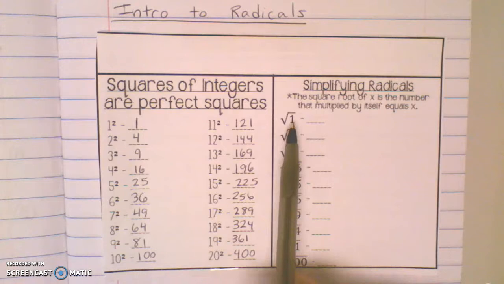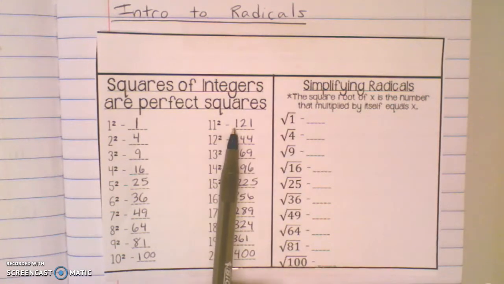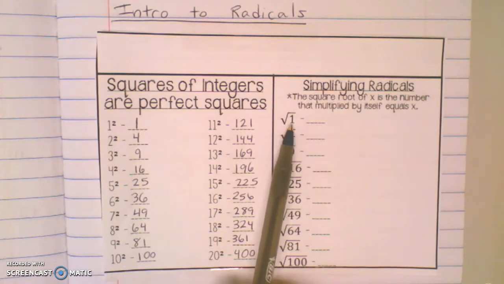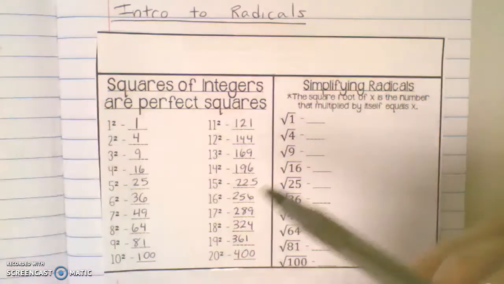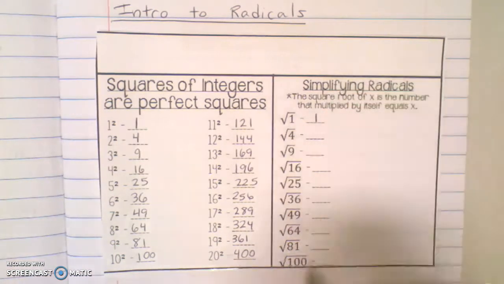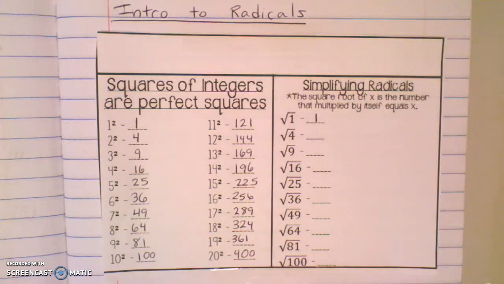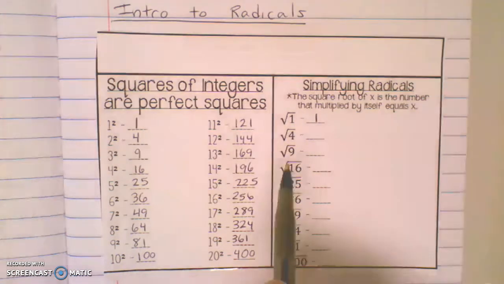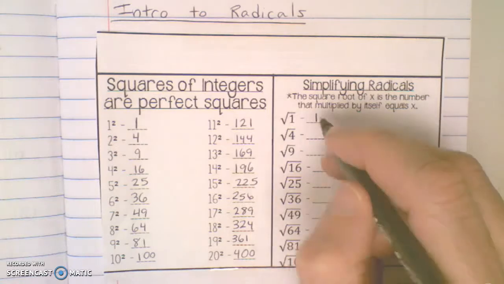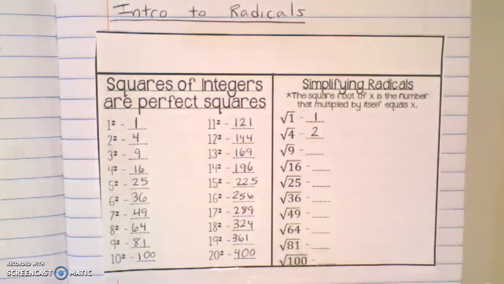So when you're square rooting, you're basically just asking what number multiplied by itself gave you that number underneath the square root sign. So what number times itself gives you 1? Well, there's only one possible answer. That's 1. Square root of 1 is 1. What number times itself gives you 4? That's 2. Square root of 4 is 2.